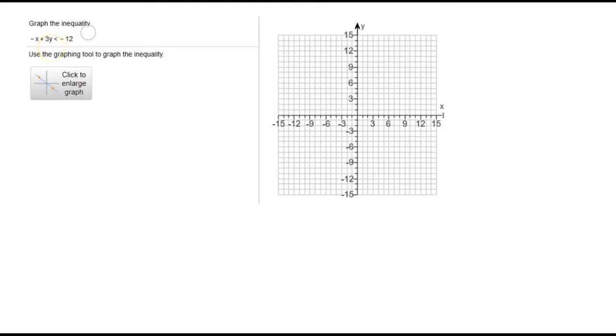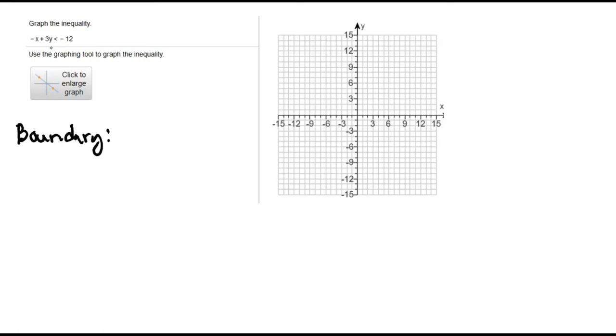Graph the inequality. I have negative x plus 3y is less than negative 12. So this is an inequality in two variables. To graph this, we're going to start by graphing the boundary.